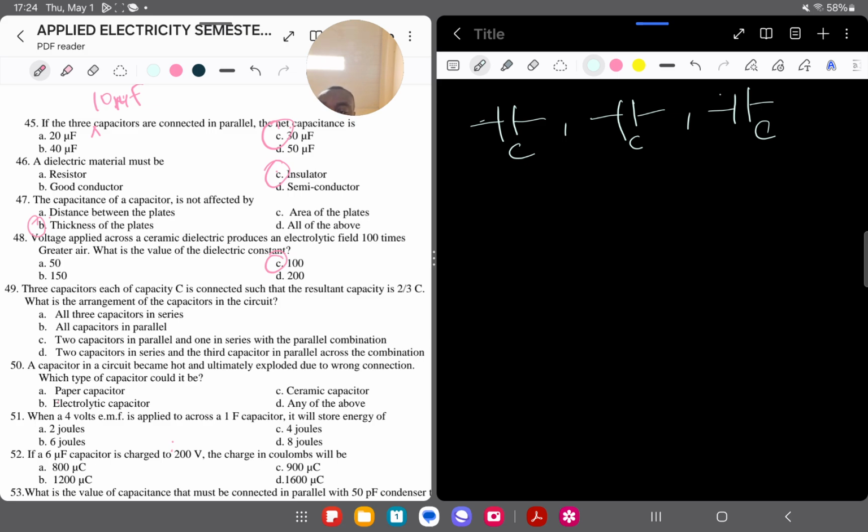Now, to go about this question, we are interested in how they are being arranged so that they will give you what? The resultant capacity, meaning the equivalent capacitance. Resultant capacity here refers to what? Referring to the equivalent capacitance, which is equal to 2/3 of what? C, meaning the capacitance. Now, we have to find how they are being connected to produce this equivalent capacitance.